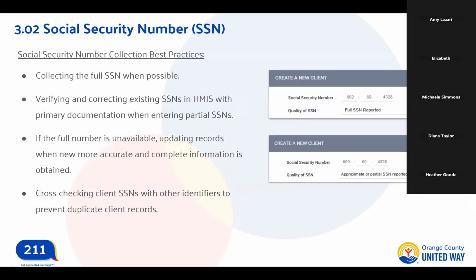Social Security number collection best practices. Collecting the full Social Security number when possible. Verifying and collecting or correcting existing Social Security numbers in HMIS with primary documentation when entering partial Social Security numbers. If the full number is unavailable, updating records when new, more accurate and complete information is obtained, and cross-checking client Social Security numbers with identifiers to prevent duplicate client records.